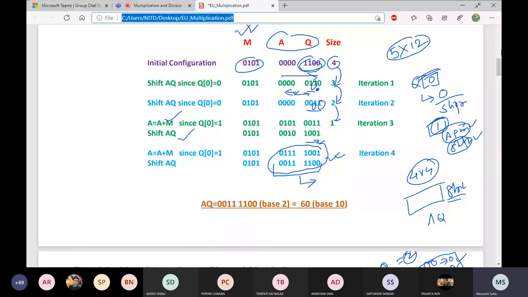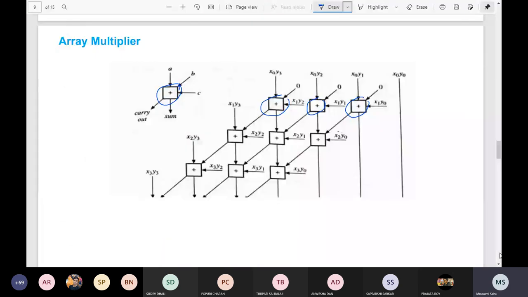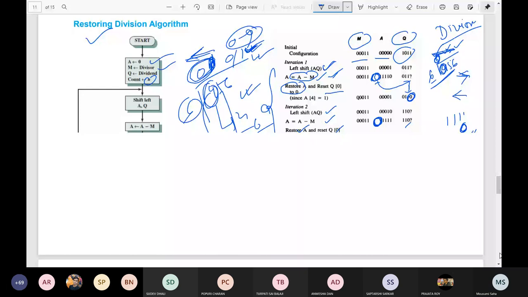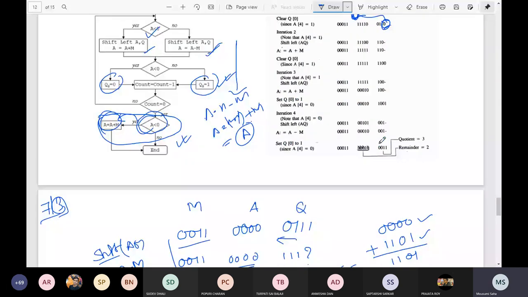And another thing you have to remember, sorry, I forgot to say: after doing all this operation, how do you get the quotient and the remainder? The quotient you have from Q, and the remainder you will have from A. Okay, remember this. Whatever the ultimate value of A is, that will be your remainder. You will practice, it's not very tough.